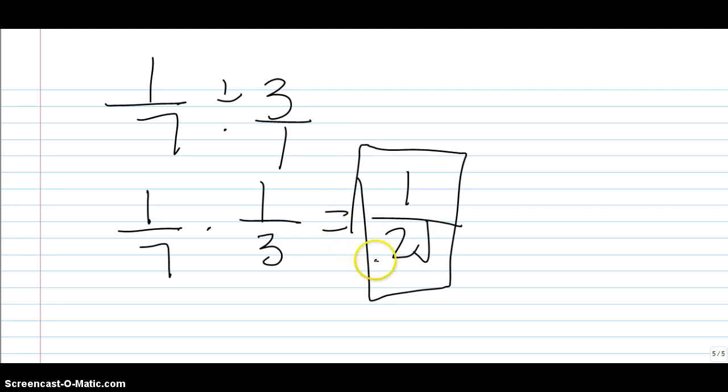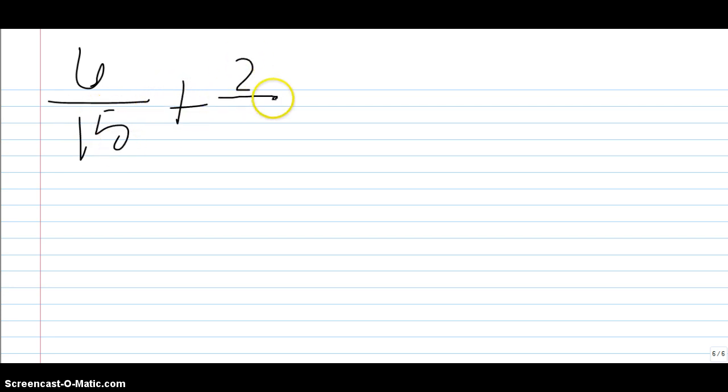So now the next thing we're going to learn how to do is how to add and subtract. We're going to start off with when you have a common denominator, or in other words, the same bottom numbers. So let's say, for example, I have 6 over 15 plus 2 over 15. Notice I have the same bottom numbers here.